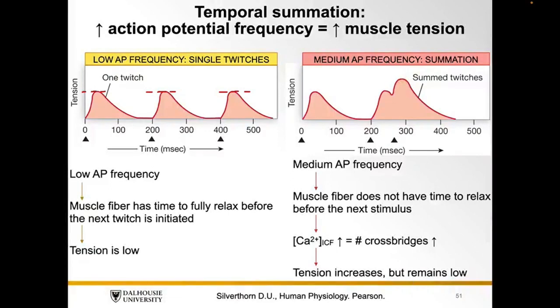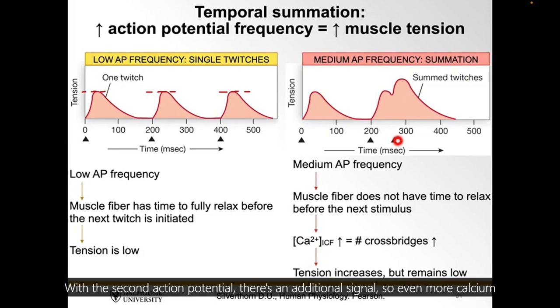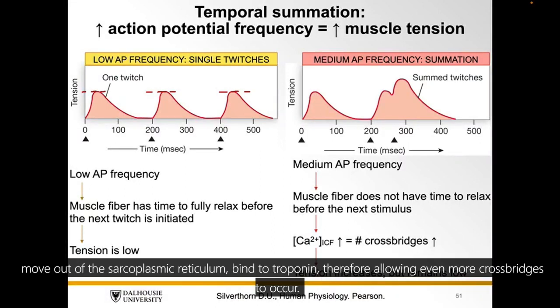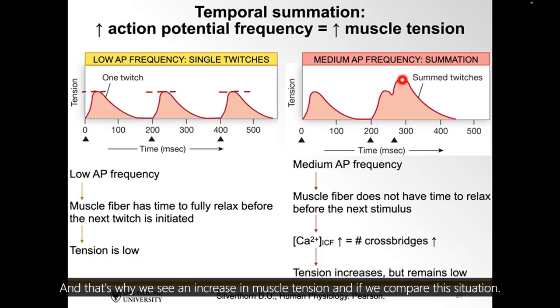From a cellular perspective, think about it as the first action potential released a bit of calcium from the sarcoplasmic reticulum, allowing some cross bridges to form. With the second action potential, there's an additional signal, so even more calcium moves out of the sarcoplasmic reticulum, binds to troponin, therefore allowing even more cross bridges to occur, and that's why we see an increase in muscle tension.